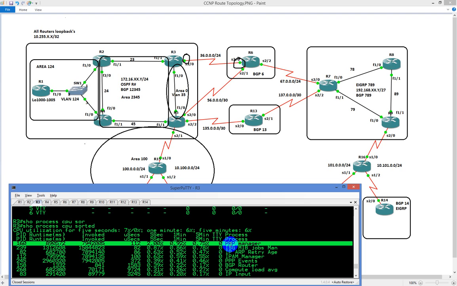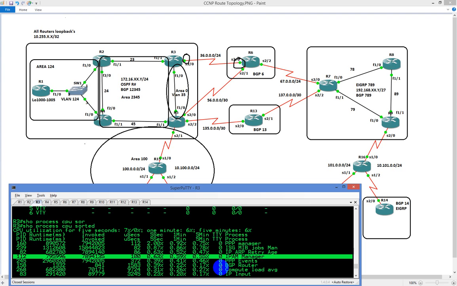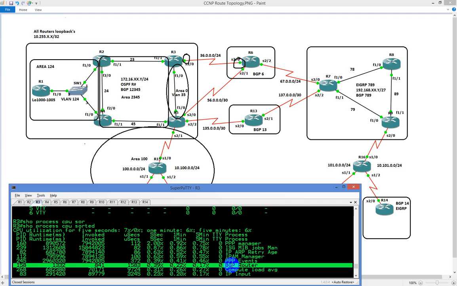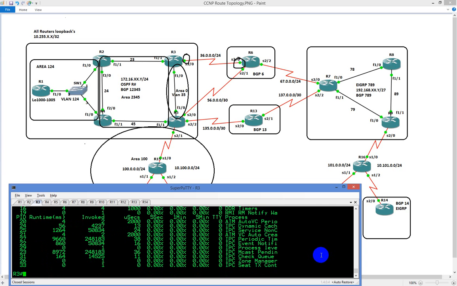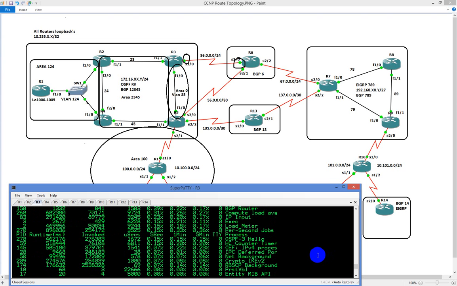This is PPP. Then we have IPAM, which is IP Address Manager. And then we have PPP Events. Then we have the BGP router, and the reason this is popping up is because we're running BGP. Then we have IP input. This guy right here, IP input, is how your router is forwarding traffic, and IP input means it's process switching. Because this is a software router, I don't really have much of a choice on that. So we have that set up as well.